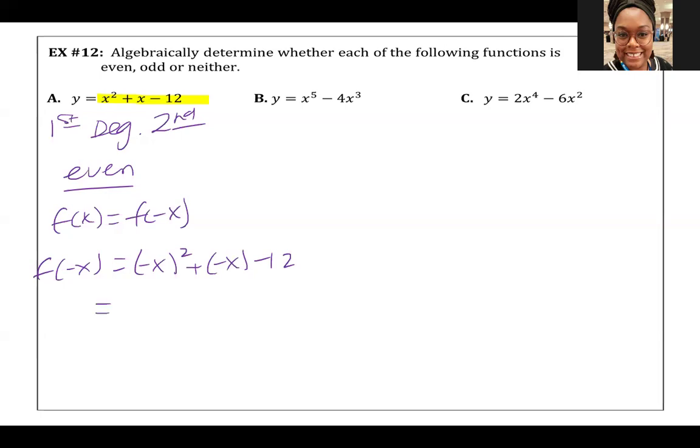Keep going. A negative times a negative is a positive. A positive times a negative is a negative. Are these two identical? No. So therefore, this is a neither.